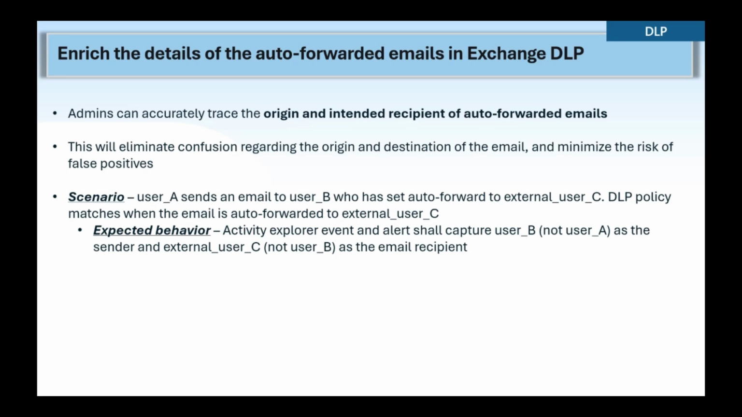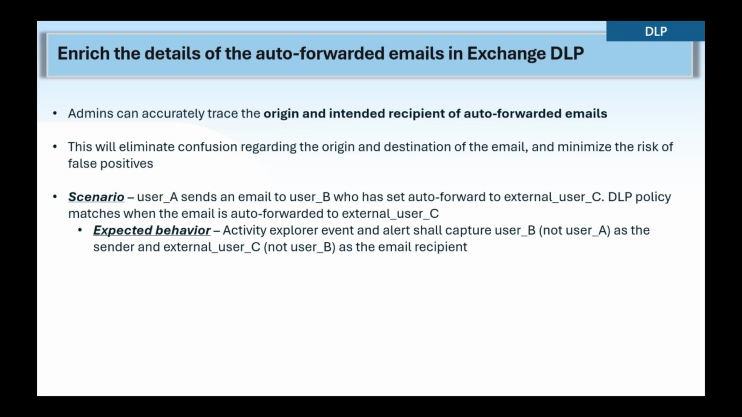So I'll just use an example here to further clarify this. Let's say the policy is that when the subject or body of an email contains the word confidential and it is shared with people outside the org, you restrict access, right? So now if internal user A sends a mail having the confidential word to internal user B, who has then set auto forward to external user C, the policy will trigger for the case when the mail is auto forwarded to C, who is the external user, right?